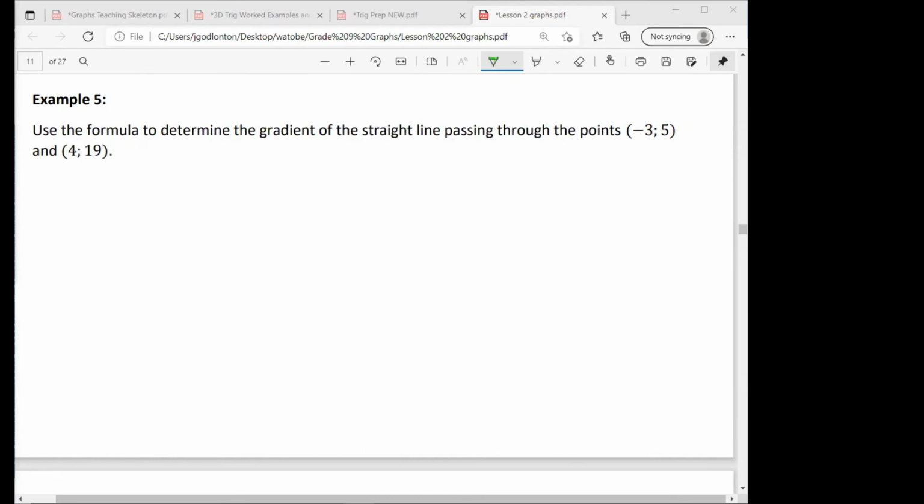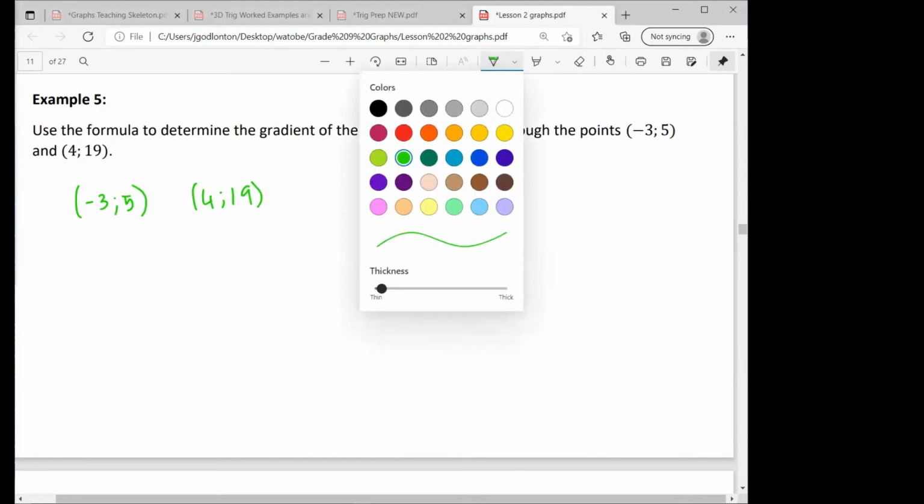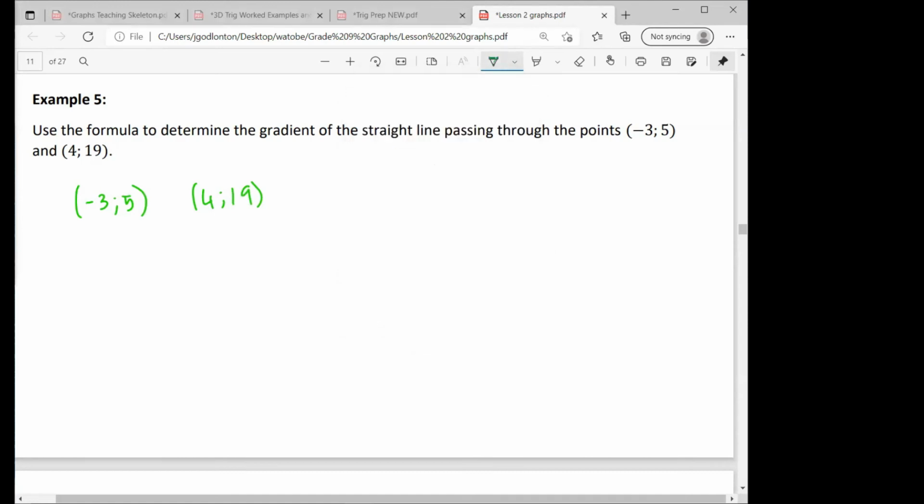Okay, let's have a look. 0, 2. Okay, let's have a look. I could choose how I want to write this, but the most important thing is that I've got 2 sets of coordinates. I've got -3 and 5, and I've got 4 and 19. So I'm going to choose to make the left one, but honestly, it doesn't matter.